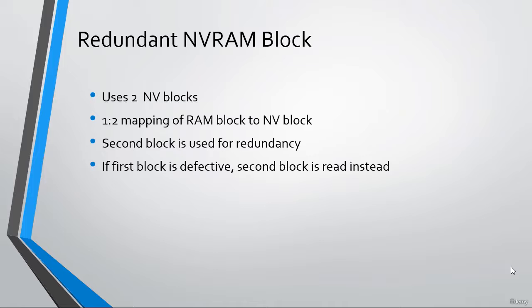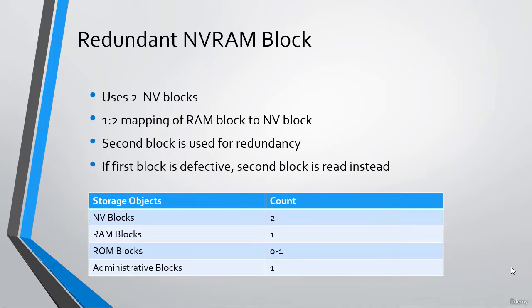So this kind of block management type is mainly used when there is some safety critical application. So we cannot afford to lose this data. So that's why we are keeping the data as backup. Okay, let's look at the storage objects again. The NV blocks is 2 here because we have a redundant copy. RAM blocks is 1. ROM blocks can vary from 0 to 1, and admin blocks is 1. Okay, so we can move to the next one.